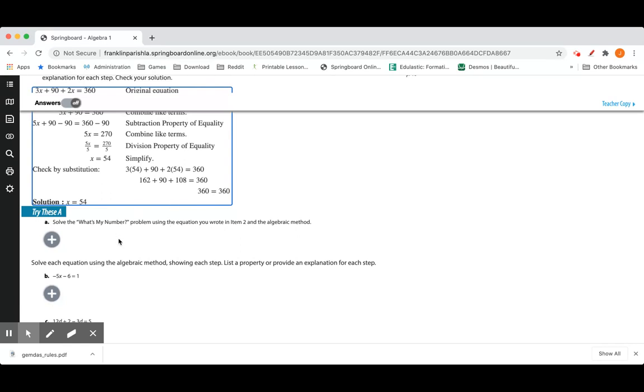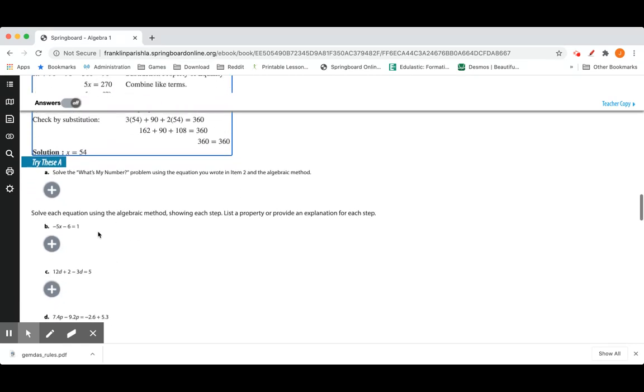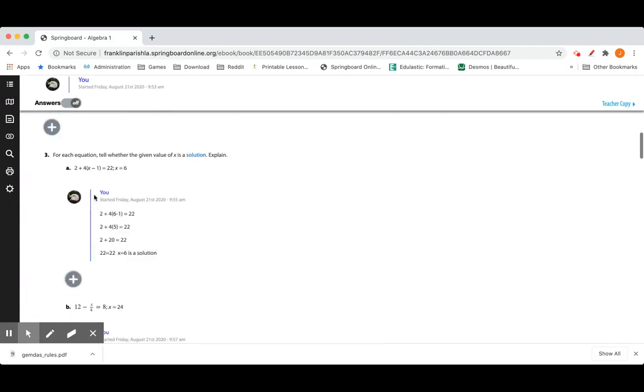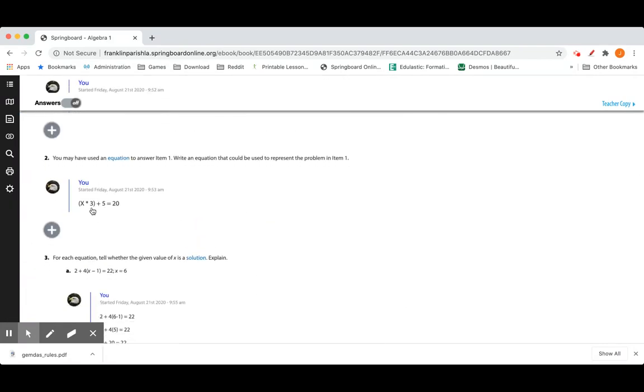So let's look at these down here. Try these. A. Solve the what's my number problem using the equation you wrote in item 2 and the algebraic method. So item 2, we said x times 3 plus 5 equals 20.